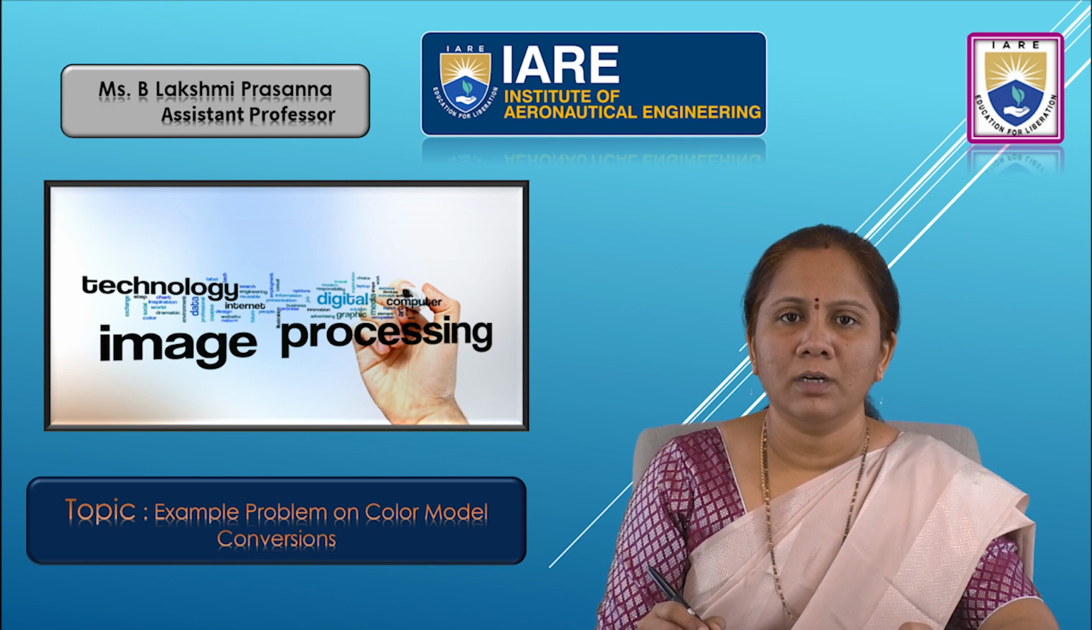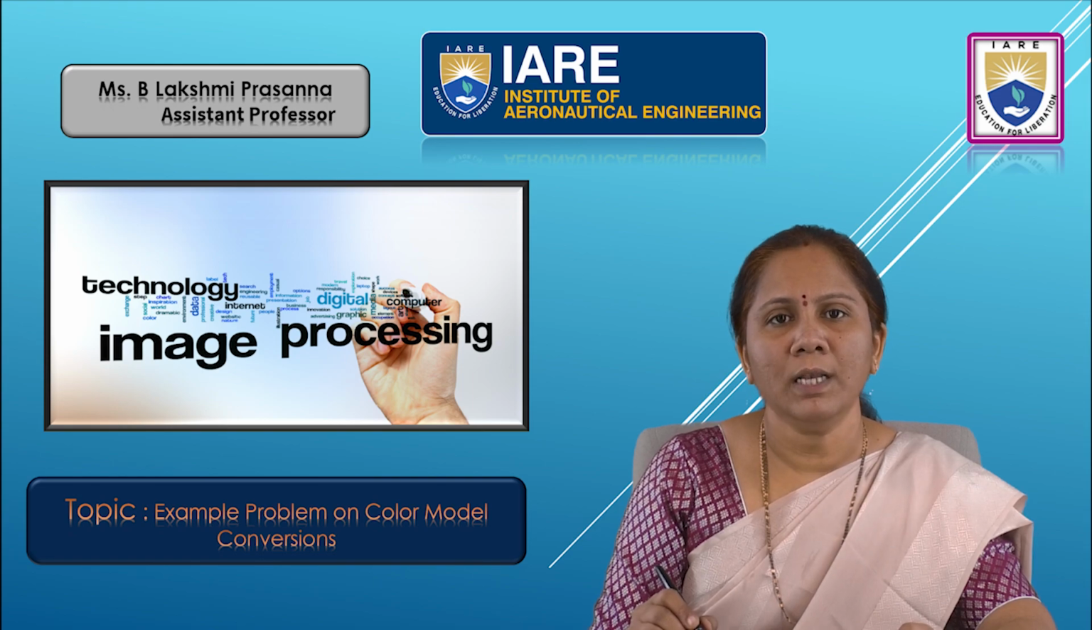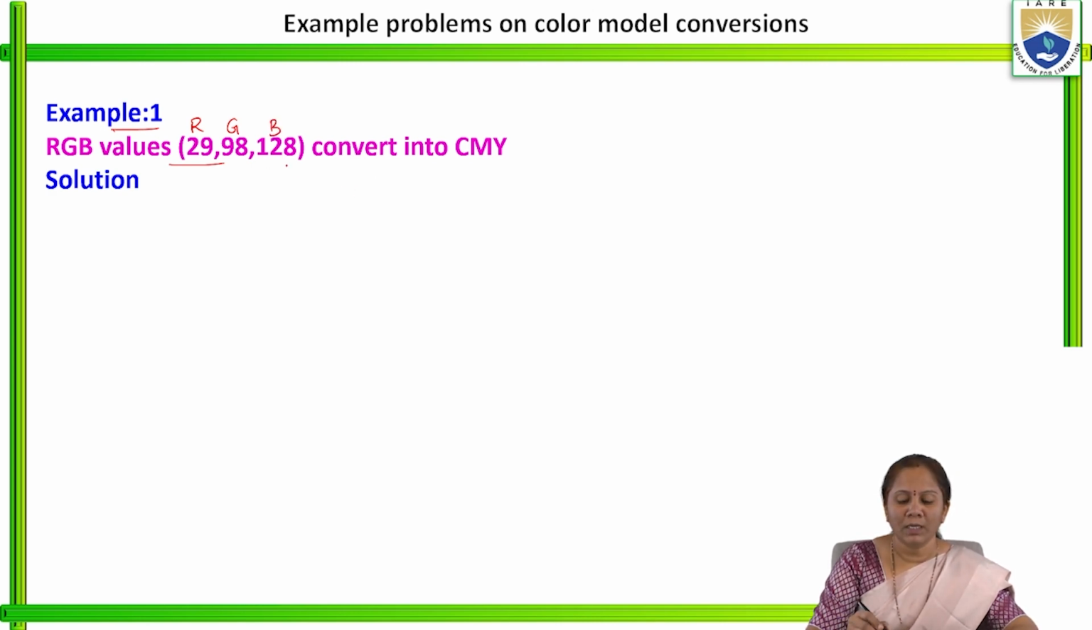In this session, we will solve some example problems on color model conversions. So here, coming to the first example, RGB values are given. It is 29, 98 and 128. It means this is the value of R, this is the value of G, and 128 is the value of B. We have to convert these values into CMY. That means here RGB to CMY conversion should be applied.